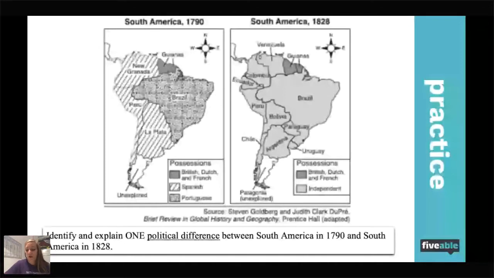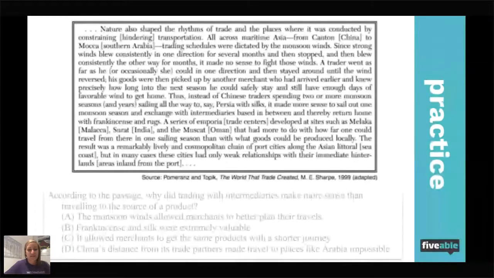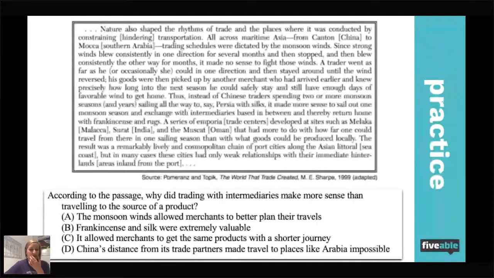All right, y'all, we're almost out of time. So we're going to do one more, which is actually the last one I planned. And this one is another multiple choice question. So I will actually show the question here first if you want to try that tactic about reading the question first and then reading the source a little bit longer. So let's try it. According to the passage, why did trading with intermediaries make more sense than traveling to the source of a product? So we have that in our head. We know that we're kind of looking for intermediaries, and we have kind of an argument we're looking for. Why did it make more sense?